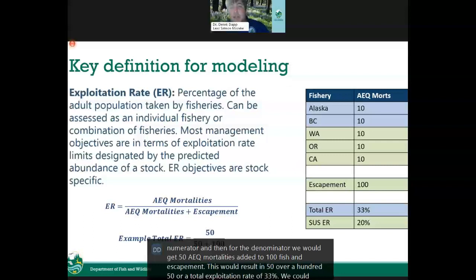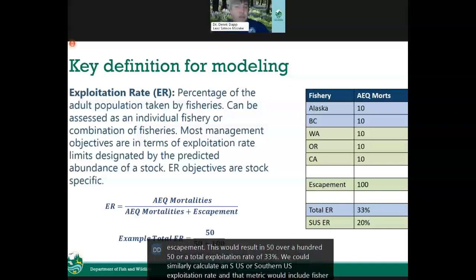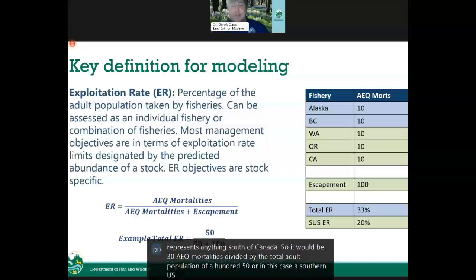We could similarly calculate an SUS, or Southern U.S. exploitation rate, and that metric would include fishery mortalities only from Washington, Oregon, and California. Basically, a Southern U.S. rate represents anything south of Canada. So it would be 30 AEQ mortalities divided by the total adult population of 150, or in this case, a Southern U.S. exploitation rate of 20%. Next slide, please.